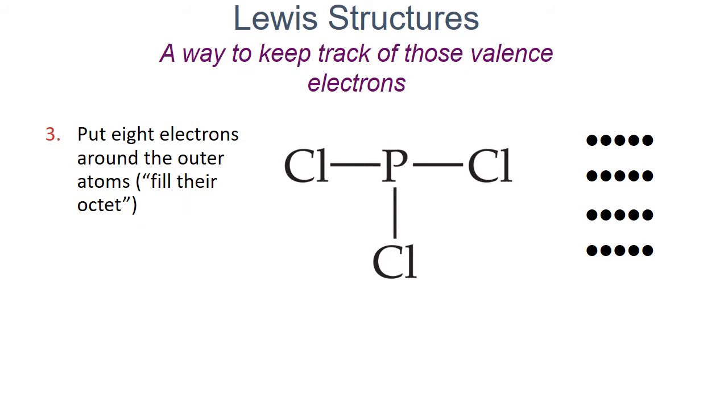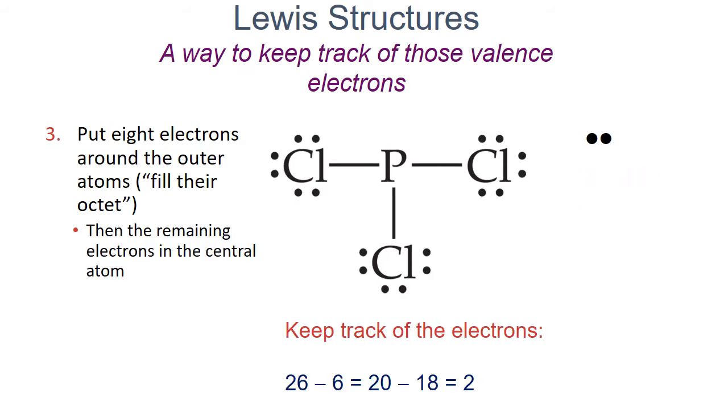As the third step, we have to keep the remaining electrons around the atoms. For that, first we have to put 8 electrons around the outer atoms to fill their octet. I put 1, 2, 3, 4, 5, 6 electrons, and I put those 6 electrons around this chlorine. And next I put electrons around this chlorine atom. Then what happened around this chlorine? There are 8 electrons, including the 2 bonding electrons. Therefore, the octet is completely filled in the chlorine.